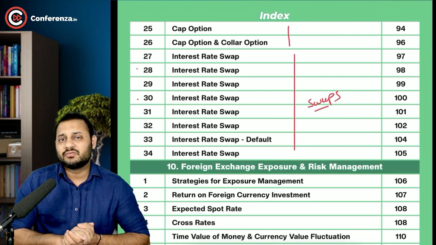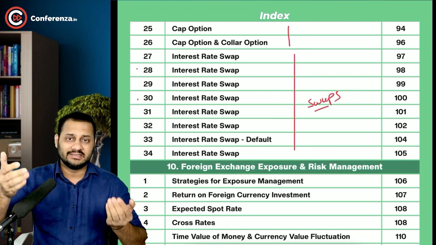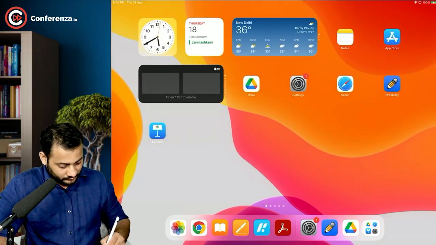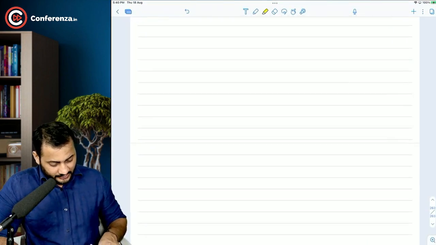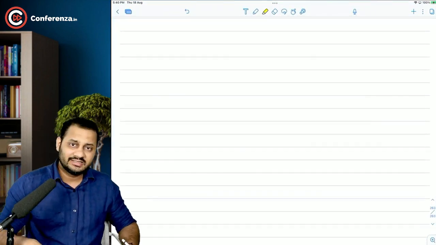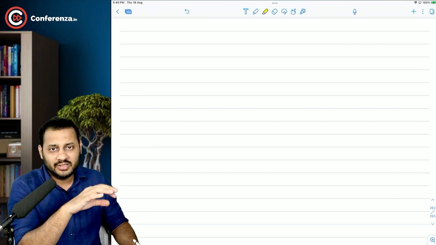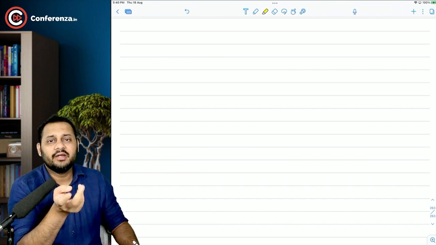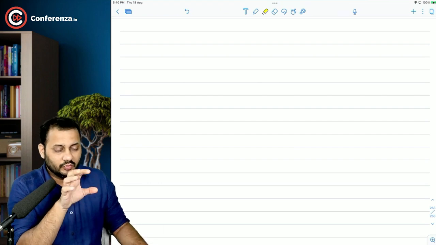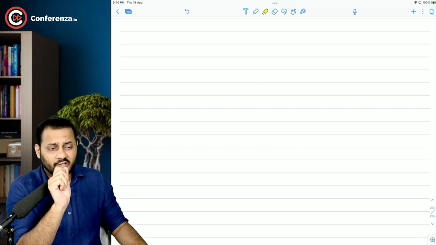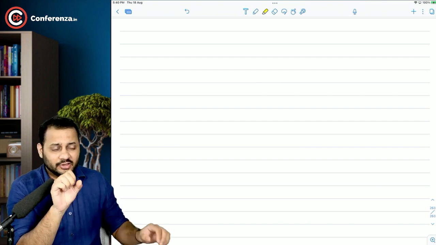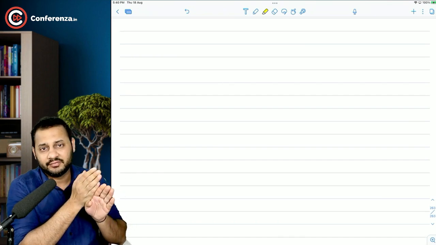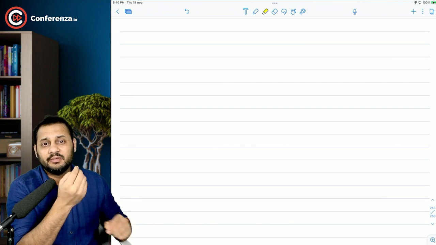The major purpose of the swap is to hedge parties from the risk of interest rate. In order for two parties to enter into a swapping contract, you need to understand that the requirement of both the parties should be opposite. It's just like a magnet. When you keep two magnets, the north and the north pole cannot connect with each other. It's the north and the south pole that will connect. It is going to be the same in interest rate swaps.